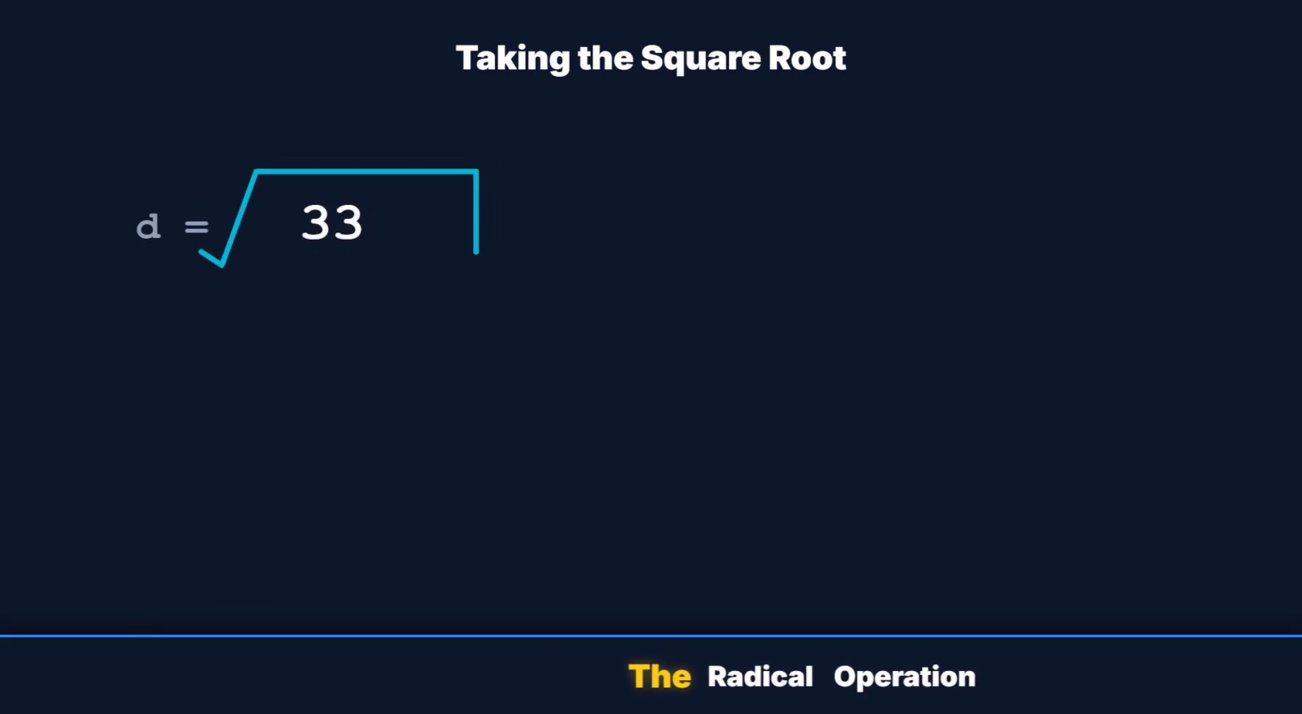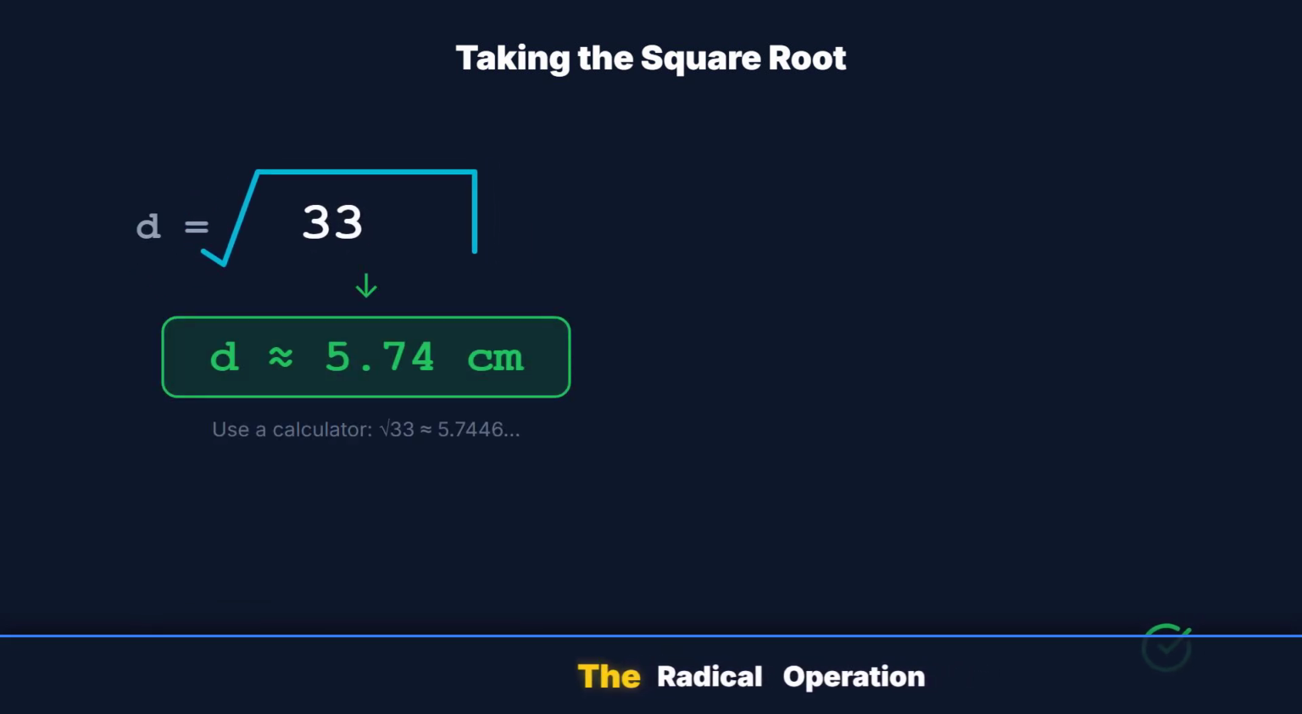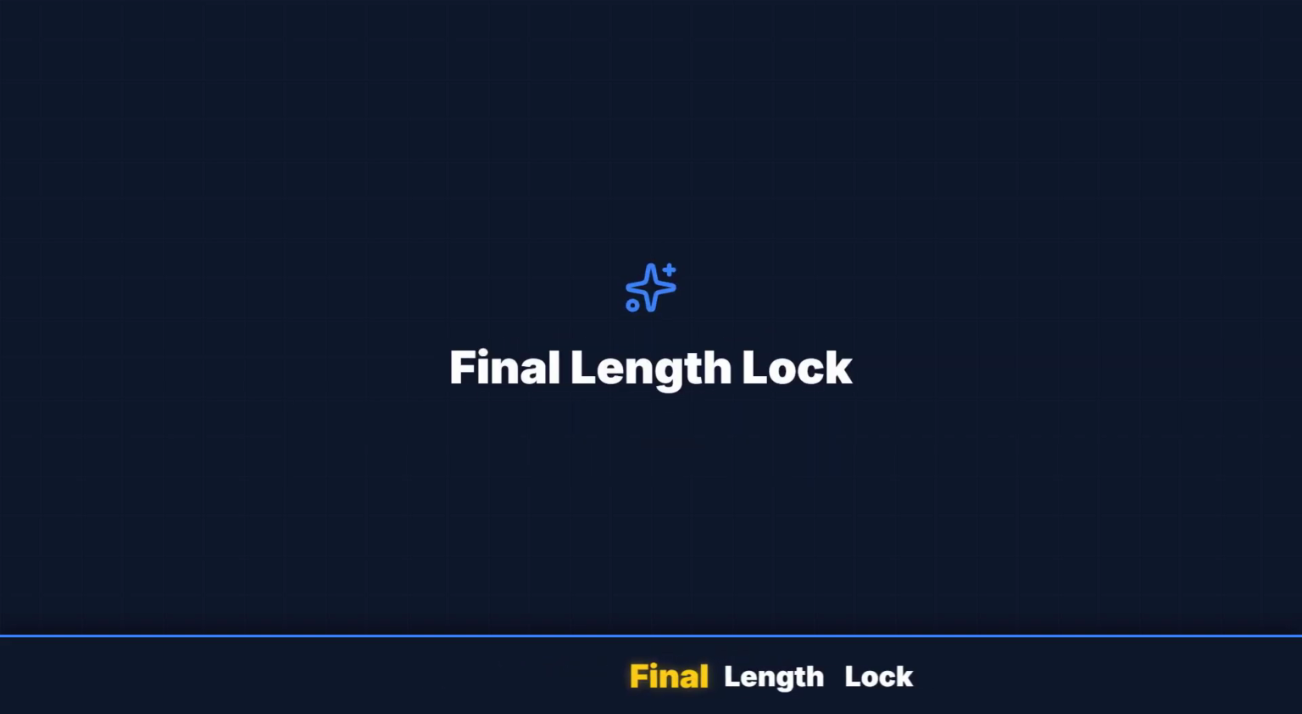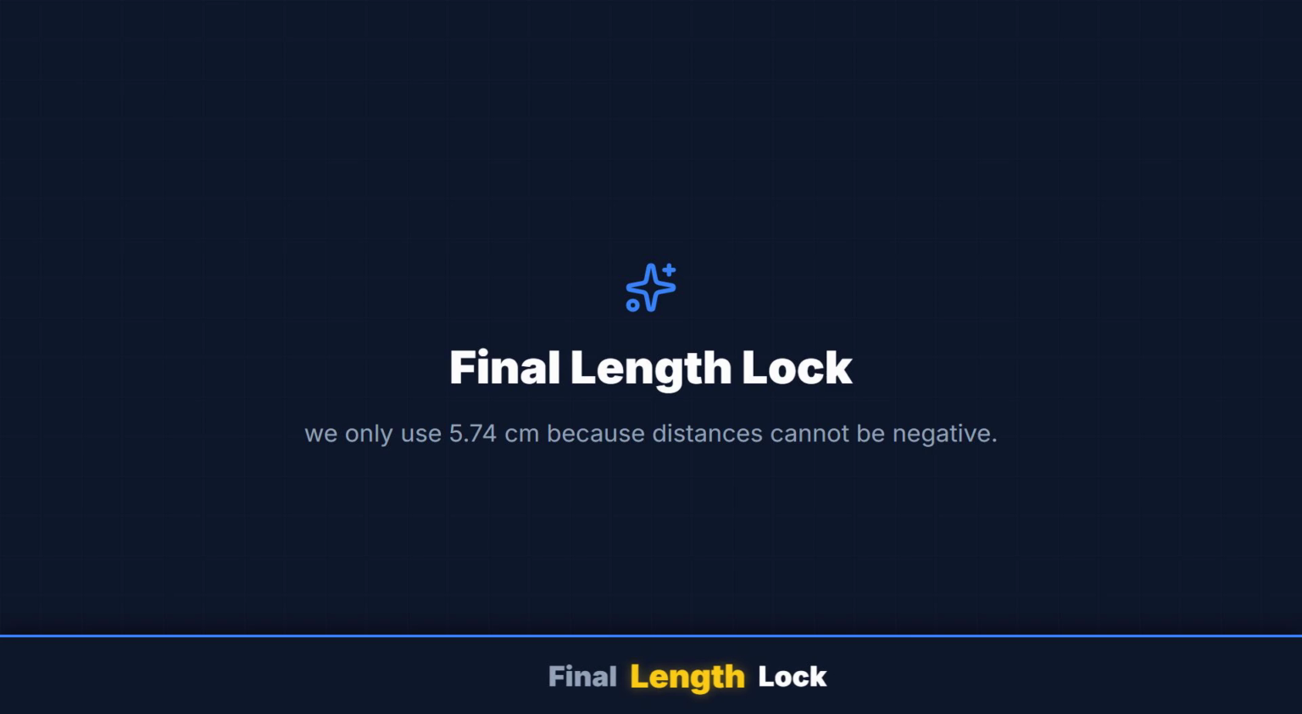Now take the square root. d equals square root 33. Using a calculator, d is almost equal to 5.74 centimeters. Always remember, length can never be negative. Even though mathematically square root 33 gives plus or minus 5.74, we only use 5.74 centimeters because distances cannot be negative.